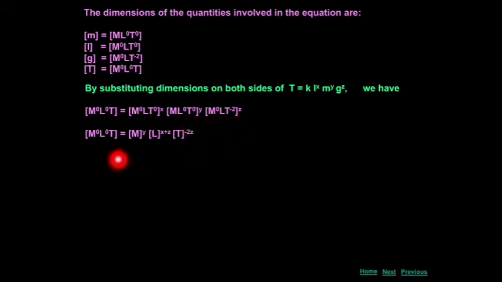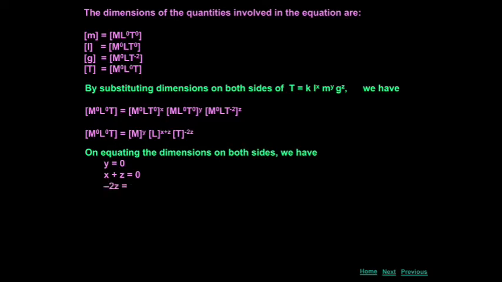Yes. Here, equating, what is the next step? Equating the power terms, on equating the dimensions on both sides. Y power 0, X plus Y, X plus Z is equal to 0 and minus 2Z is equal to 1. See this one, M power 0 here. Equate the dimensions. M power 0 is equal to that, so Y is equal to 0. Next L power 0, here L power X plus Y, X plus Z. So X plus Z is equal to 0. In that case T power 1, here T power minus 2Z, so minus 2Z is equal to 1.